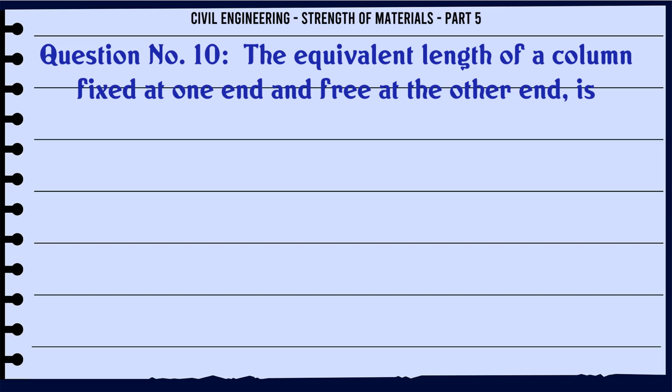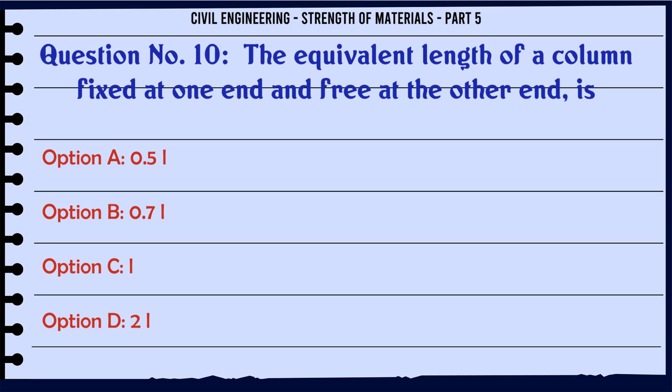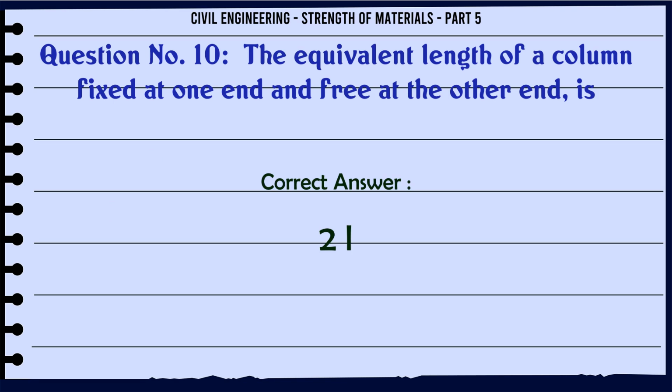The equivalent length of a column fixed at one end and free at the other end is: A. 0.5 L, B. 0.7 L, C. L, D. 2 L. The correct answer is 2 L.